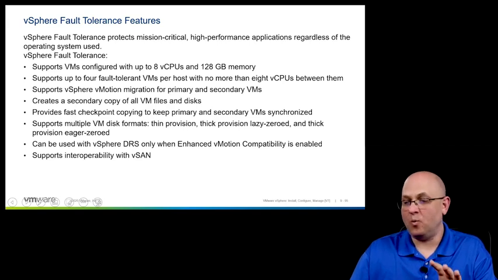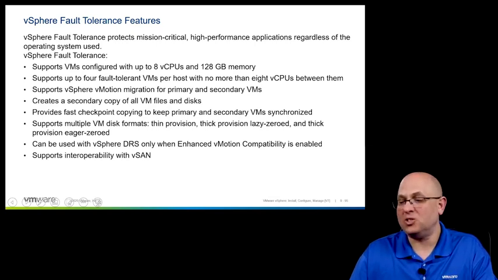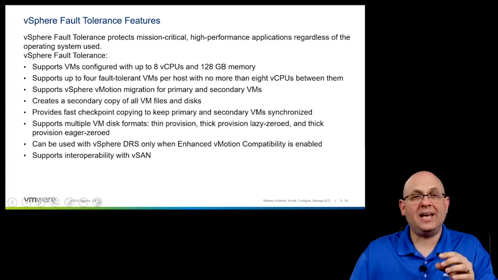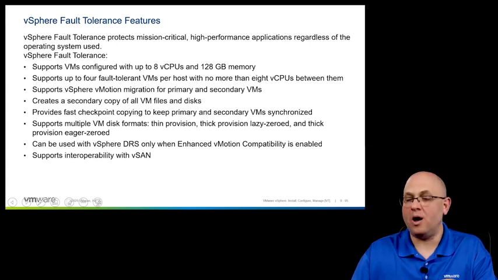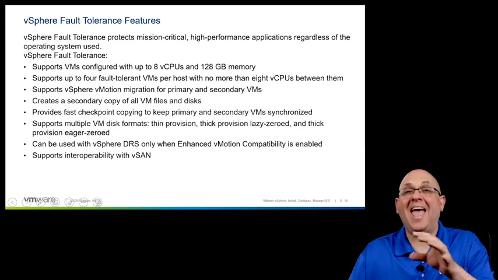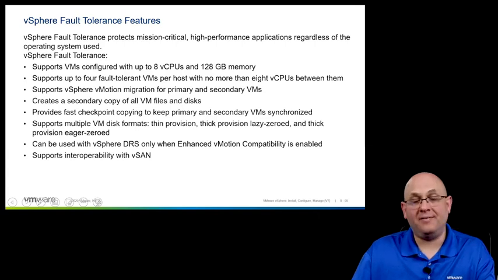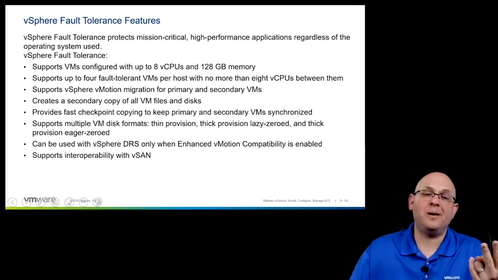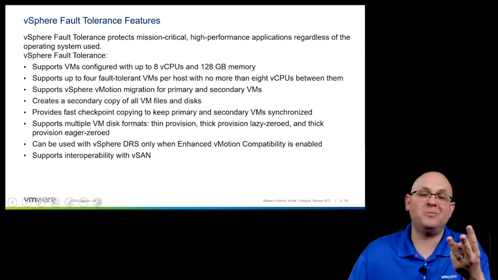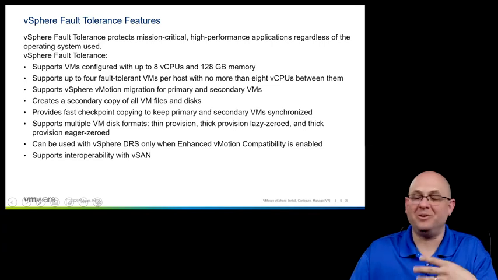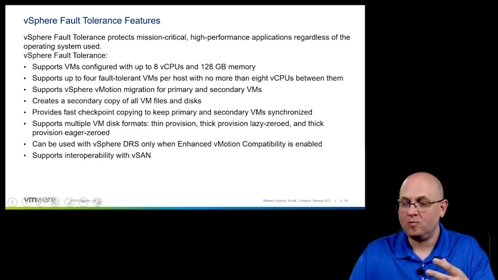In vSphere 7, we support virtual machines with up to 8 virtual CPUs and 128 gigs of RAM. Now, on each ESXi host, we can support up to 4 fault-tolerant VMs with no more than 8 vCPUs between them. So that could be a single VM with 8 vCPUs, or 2 VMs with 4 vCPUs, or 4 VMs with 2 vCPUs. You get the idea here.